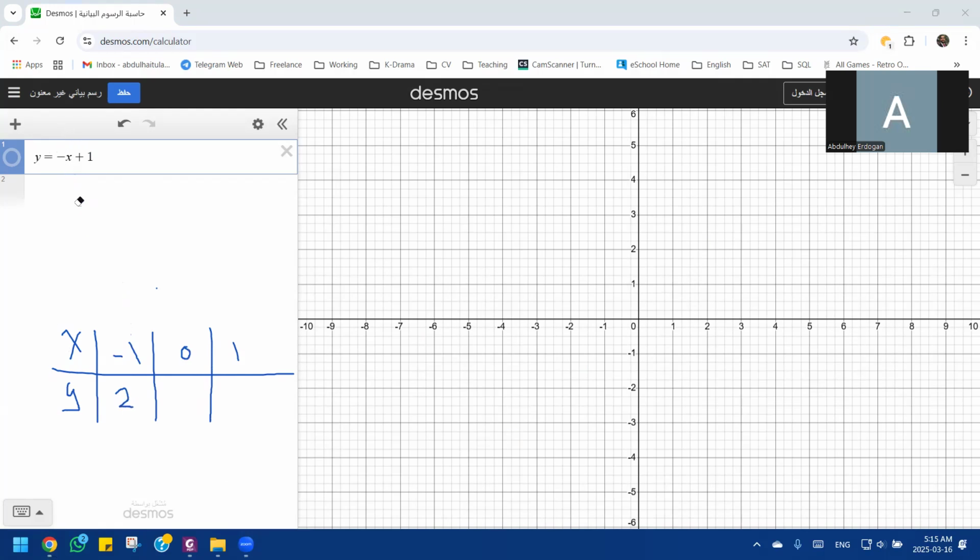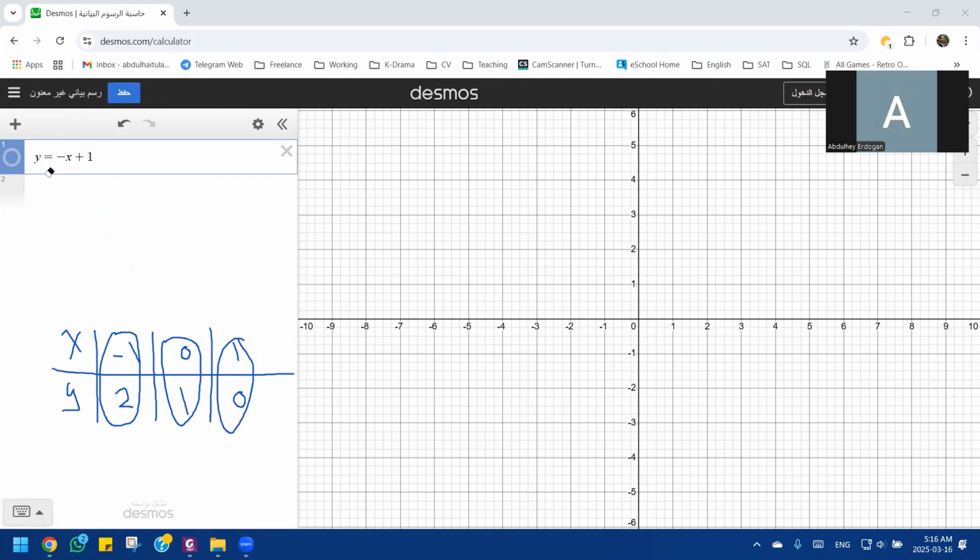This is the first point. What is the point? Minus 1, 2. Now when x is 0, we substitute here by 0 to get y. Minus 0, 0, plus 1 is 1. This is the second point, 0, 1. X is 0, y is 1. Now what if x is equal to 1? So it will be minus 1 here. Minus 1 plus 1 is 0. This is the third point.